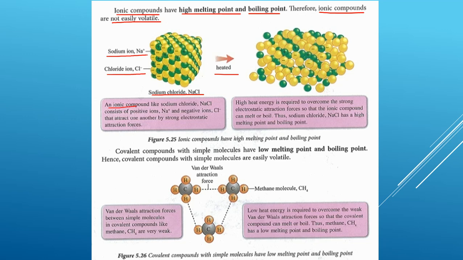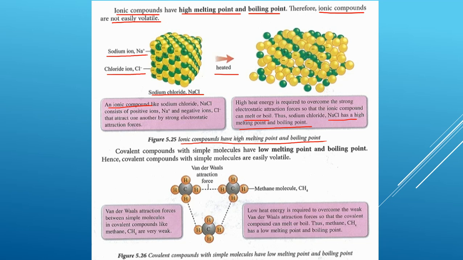So an ionic compound like sodium chloride consists of positive ions and negative ions attracted to one another by strong electrostatic attraction forces. So high heat energy is required to overcome the strong electrostatic attraction forces so that the ionic compound can melt or boil. So that's why NaCl ini dia punya melting point, boiling point dia adalah tinggi. Okay, ionic compounds have high melting point and boiling point.